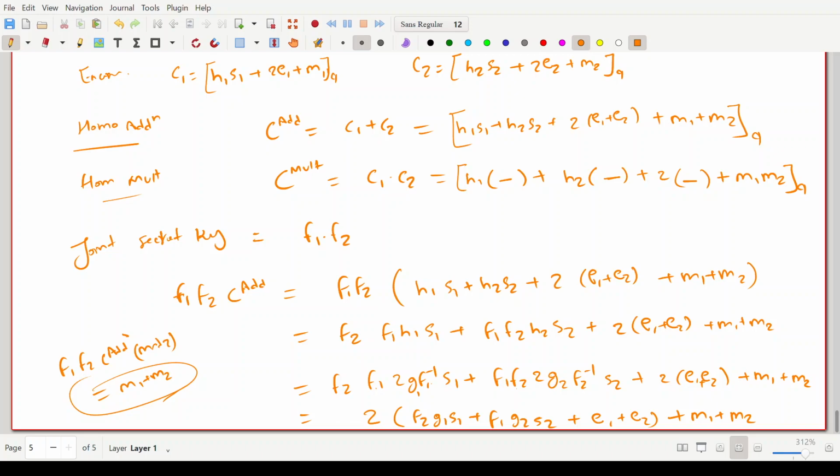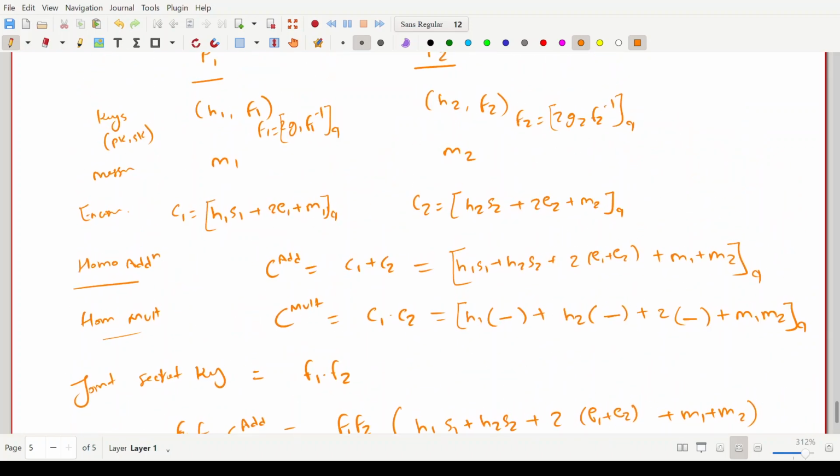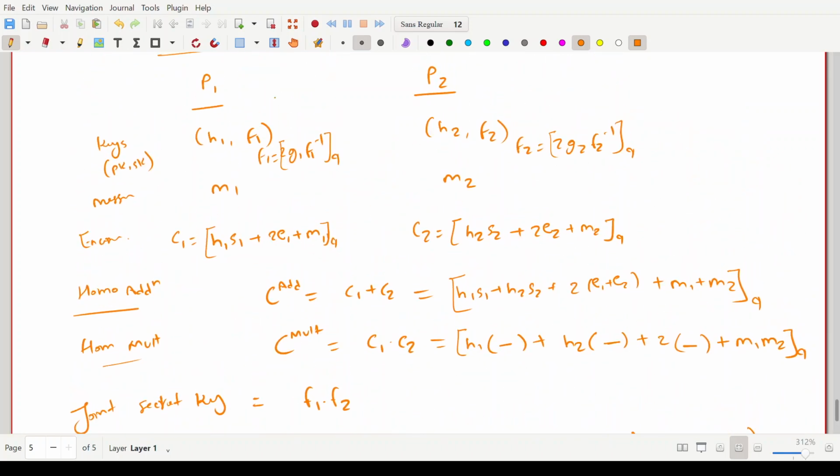What I did, I just encrypted. See, there were two parties who do not trust each other. They want to compute the addition of their messages, M1 plus M2, but they don't want to reveal these messages. So the first party encrypted his message with his public key and made it C1, and the other party encrypted his message and made it C2.